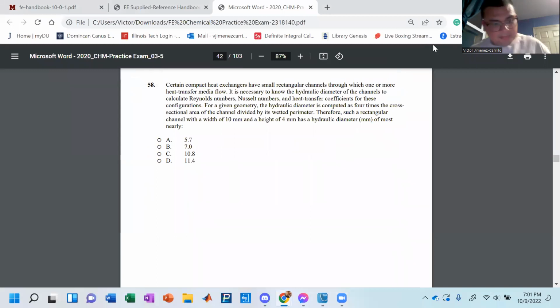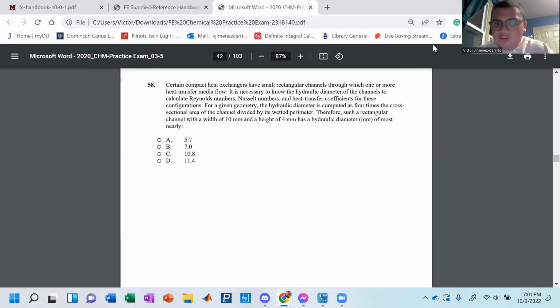Okay, 58 is an easy question too. It says certain compact heat exchangers have small rectangular channels through which one or more heat transfer media flows. It is necessary to know the hydraulic diameter of the channels to calculate Reynolds number and heat transfer coefficients for all configurations. For a given geometry, the hydraulic diameter is computed as 4 times the cross-sectional area divided by the wetted perimeter. Therefore, such a rectangular channel with 10 height and 4 width has a hydraulic diameter of most likely what?